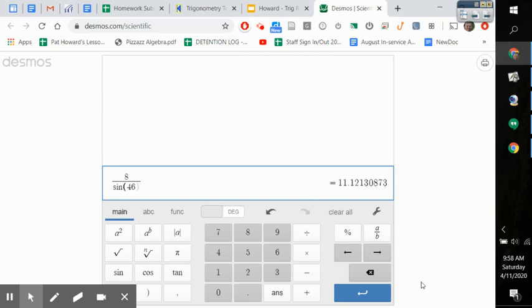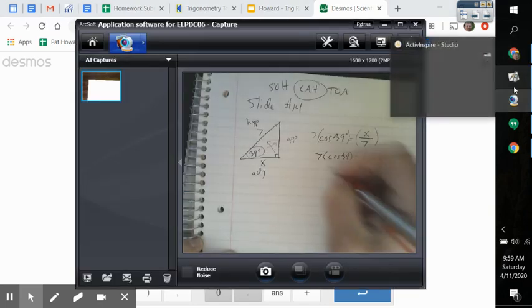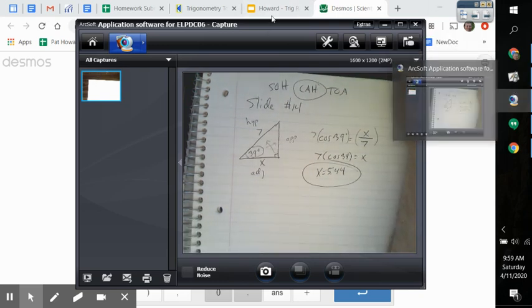Clear this off. Okay, 7 times cosine 39, 5.44. Okay, boom, done.